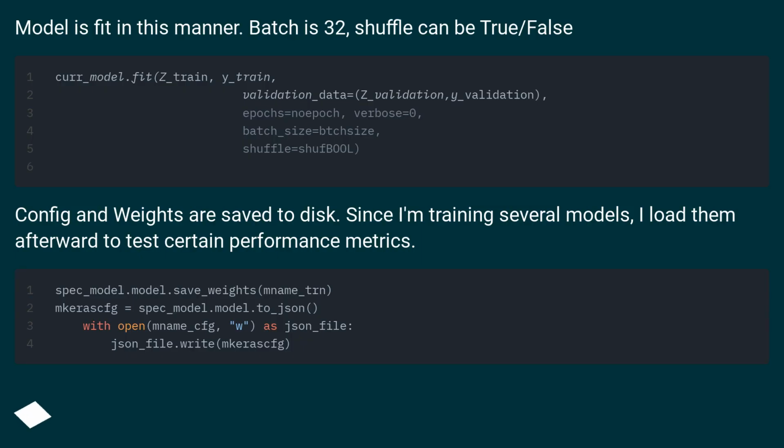The model is fit in this manner. Batch size is 32, and shuffle can be true or false. Config and weights are saved to disk. Since I'm training several models, I load them afterward to test certain performance metrics.